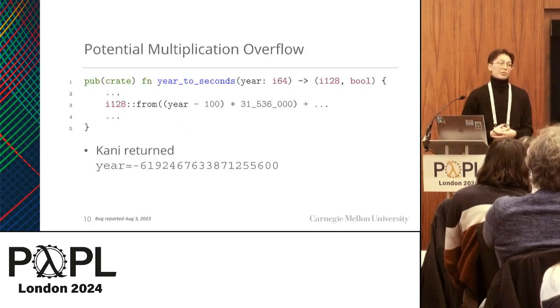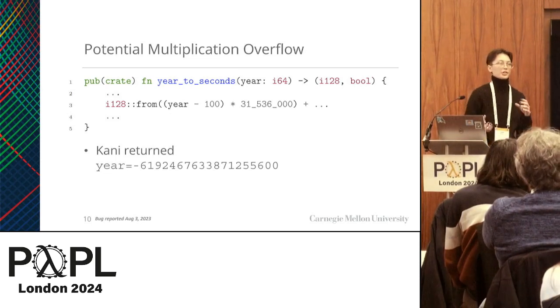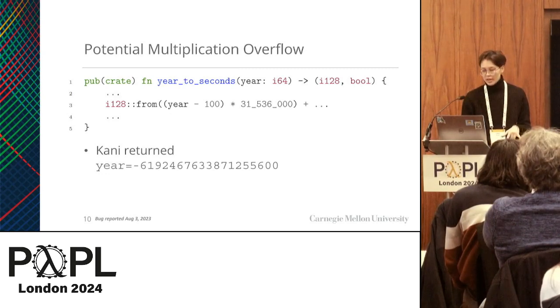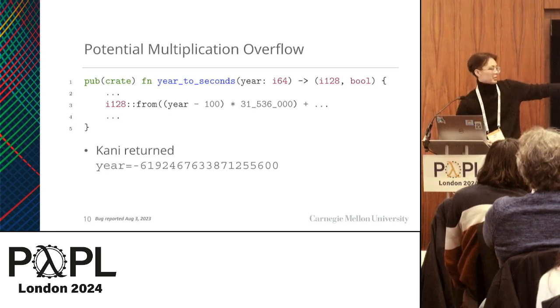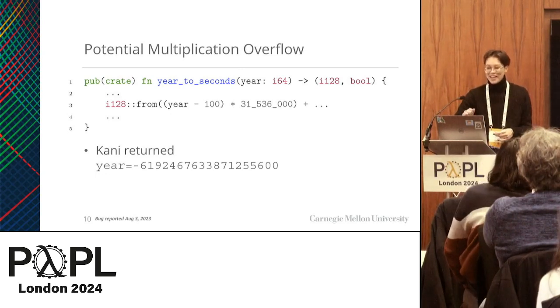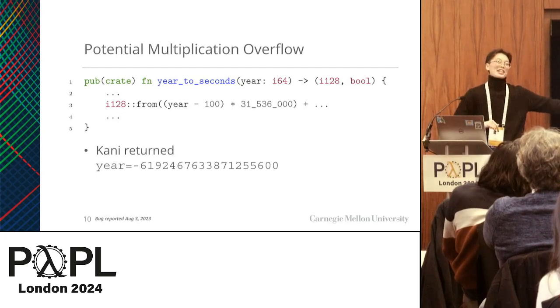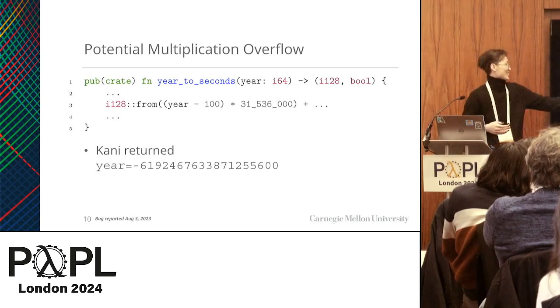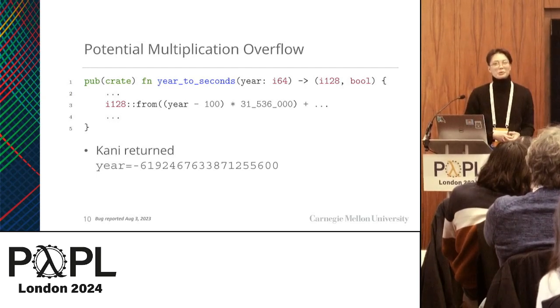So one of the bugs that we found was a potential multiplication overflow in converting between custom types storing the date. There was this year to seconds function that, on line 3 here, obviously I skipped a bunch of stuff, but we're doing some multiplication by 31 million something. And Kani returns that, I'm not even going to try to say that number, but if you try to convert from that year into a different year, you might have a multiplication overflow. Obviously this is not a real year that we would see when we were trying to use this function, but it is potentially exploitable.